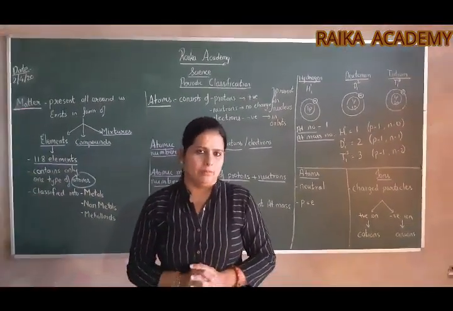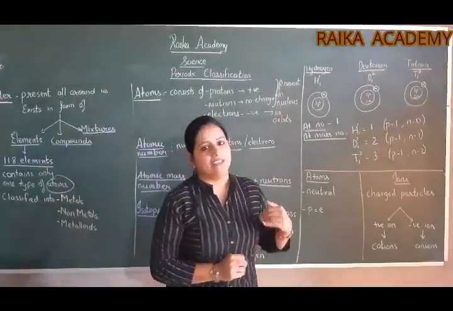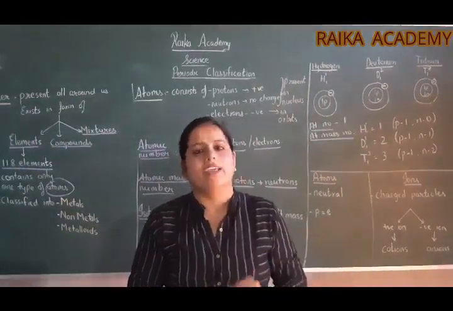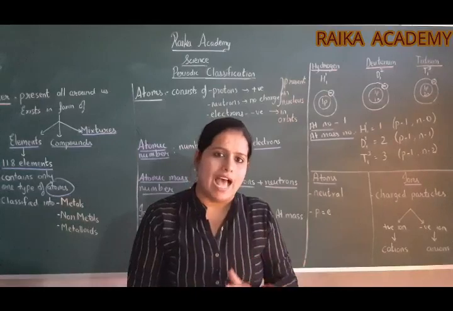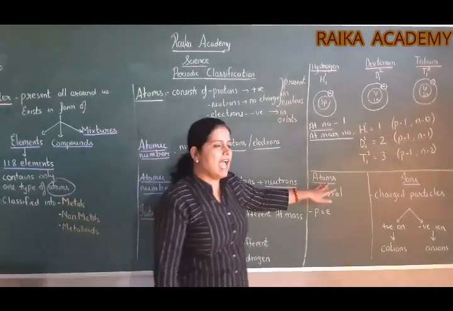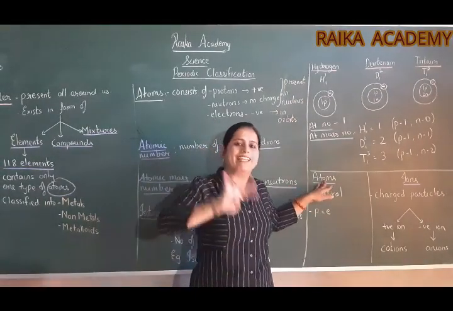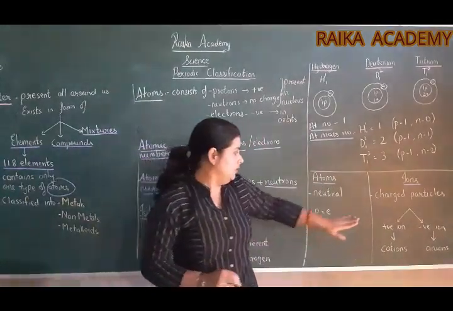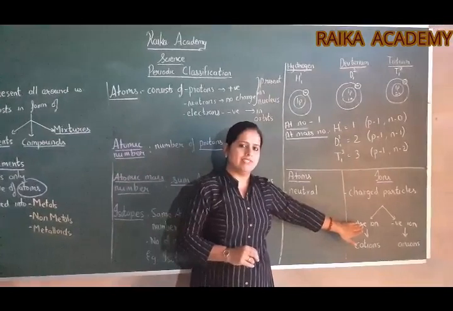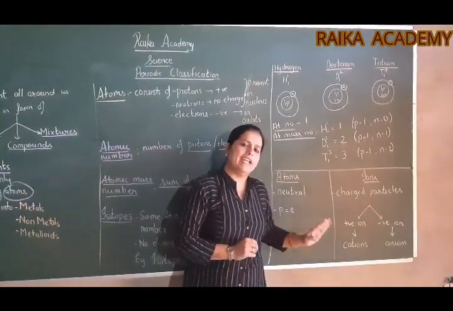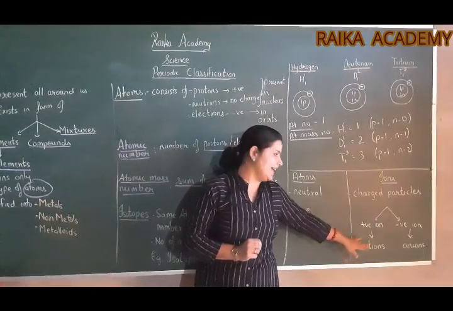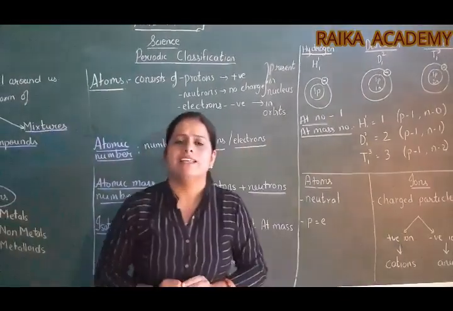Okay, they are equal in number. But what happens in ions? Ions are called charged particles. Now how do they acquire this charge? The charge on the ion comes whenever an atom loses or gains electrons, it gets transformed into an ion. So ions exist in two forms, that is positive ion and negative ion. Positive ions are also called cations, and negative ions are called anions.